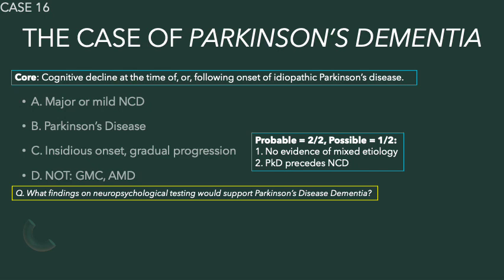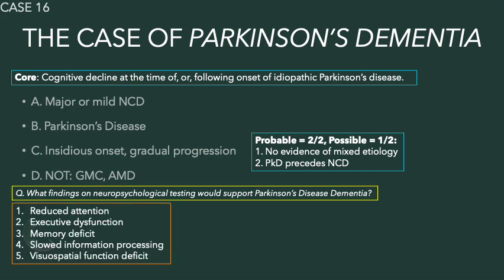In responding to what findings in neuropsychological testing would support Parkinson's disease dementia, there are 5. Number 1, reduced attention. Number 2, executive dysfunction. Number 3, memory deficit. Number 4, slowed information processing. Number 5, visual spatial function deficits.